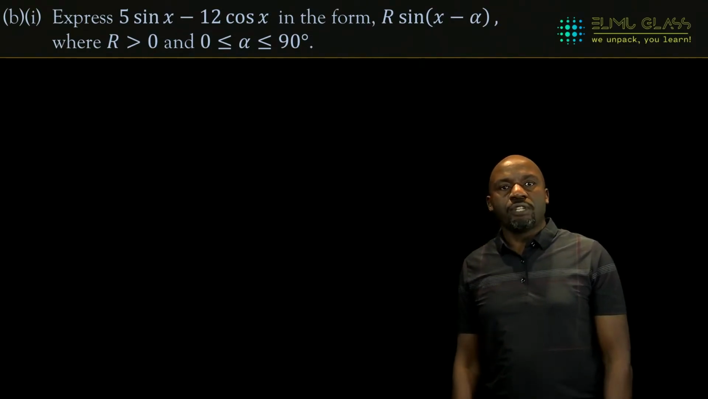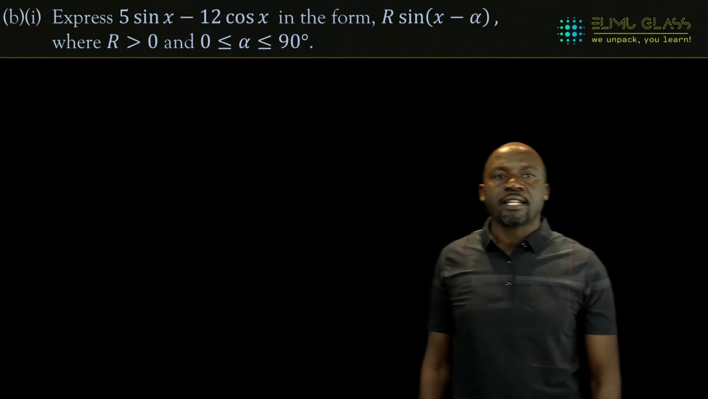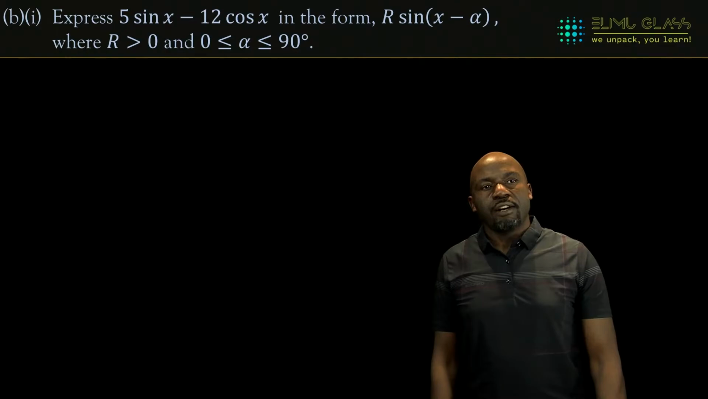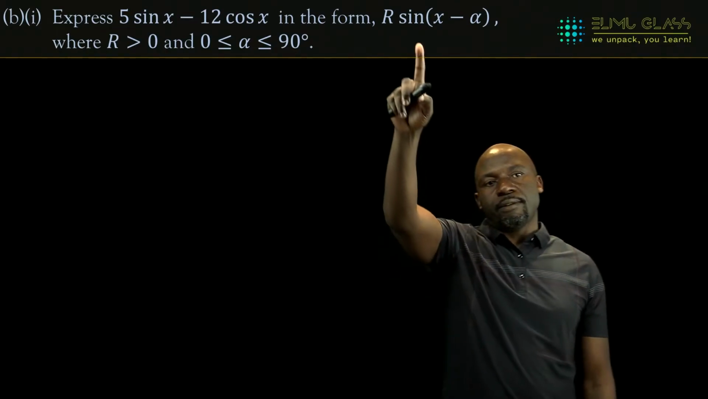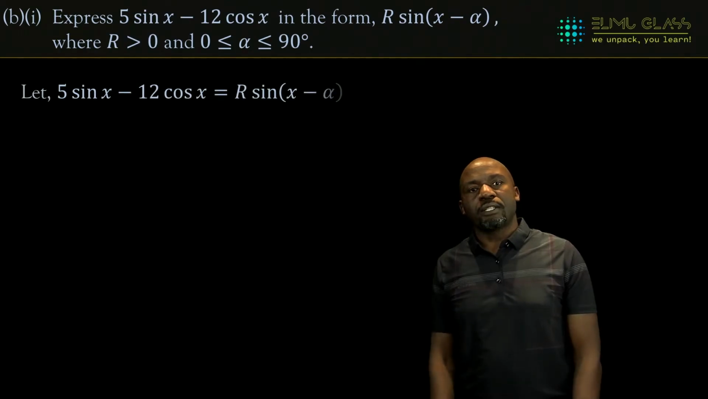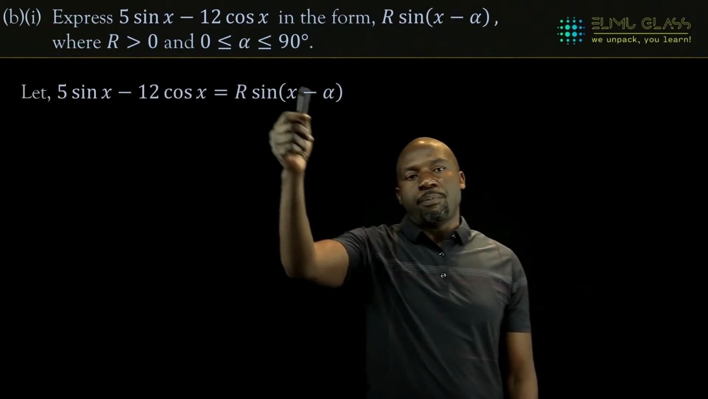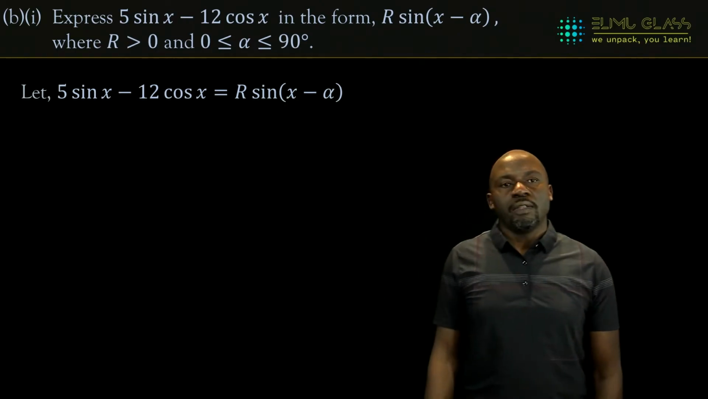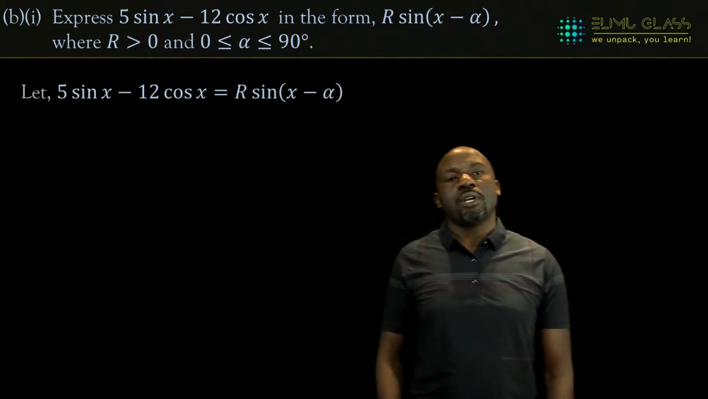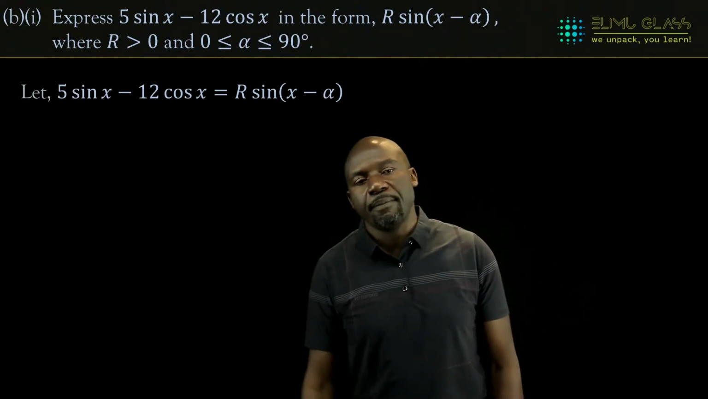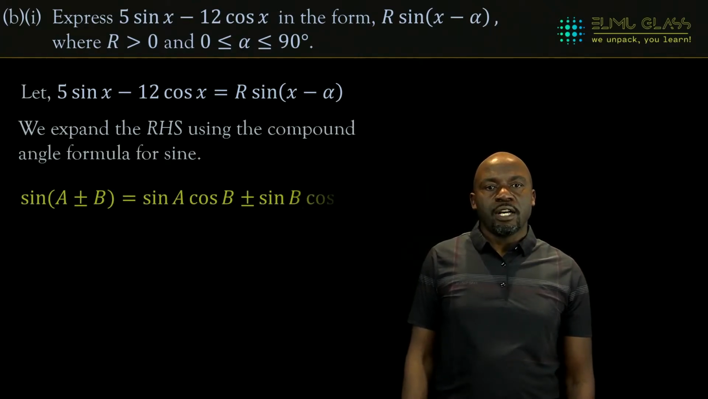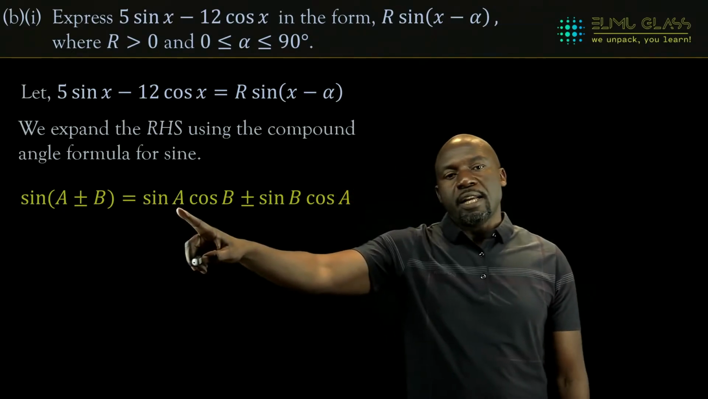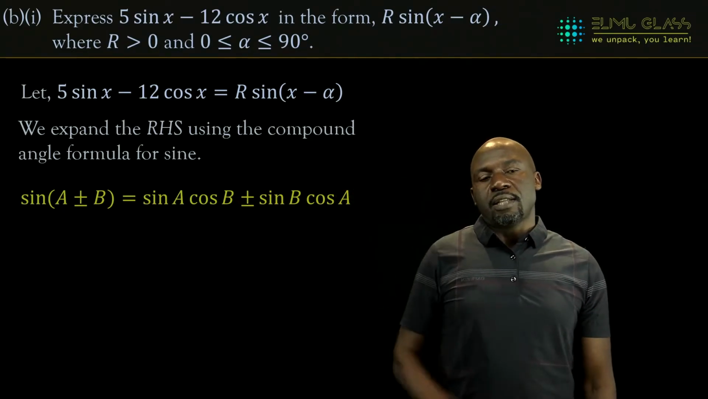Part B, part 1 of this question says to express 5 sine x minus 12 cosine of x in the form r sine of x minus alpha, like this, okay? So if we're going to do this, the first thing we need to do is to open that bracket, okay, to expand this, and this we expand using the compound angle formula. The compound angle formula for sine of A plus B or A minus B is sine A cos B plus or minus sine B cosine of A.